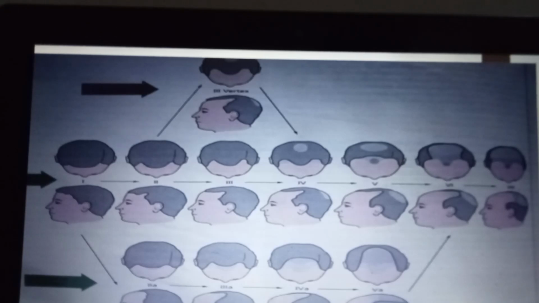Hello everyone. So I was talking about androgenic alopecia a few hours ago. Right now I will continue my topic.